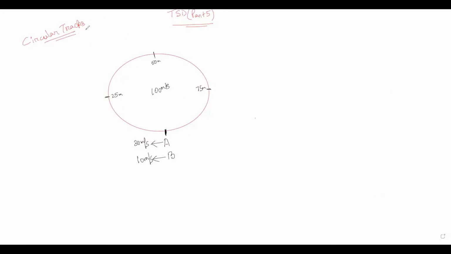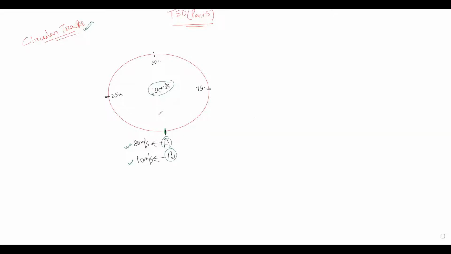Now, let us see the concept of circular tracks. Suppose I have a circular track of length 100 meters and say this is the starting point. There are two persons, A and B, and they are traveling in the same direction. A with a speed of 30 meters per second and B with a speed of 10 meters per second in the same direction, that is in the clockwise direction.